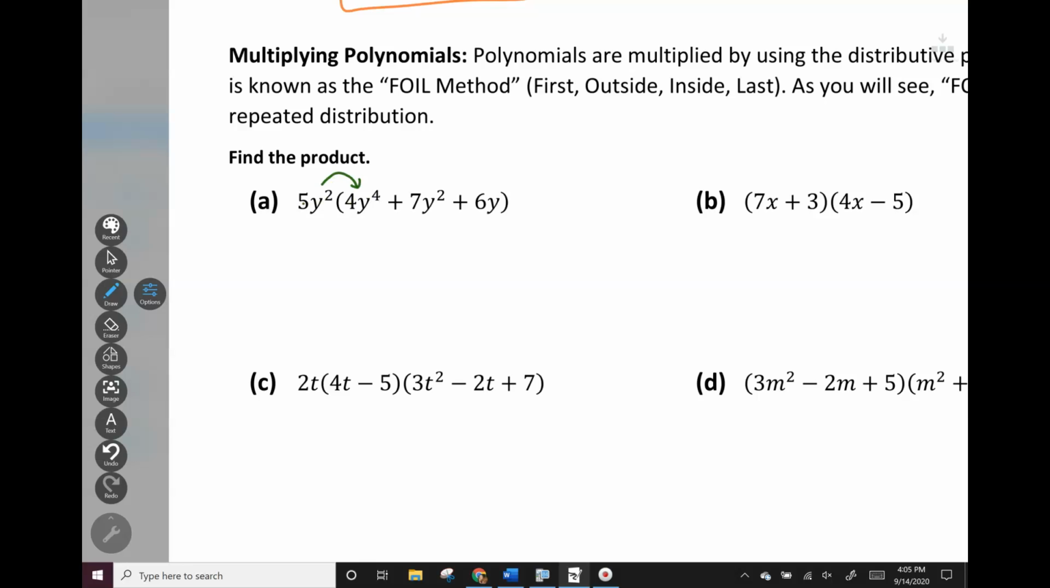So 5 times 4, you're just multiplying those two, just like we did when we did properties of exponents. Multiply the coefficients, that's 20. Add the exponents, so y to the 2 plus 4, which is 6. Multiply coefficients, add exponents. It's plus 35 y to the 2 plus 2 is 4. 30, y to the 2 plus 1 is 3.